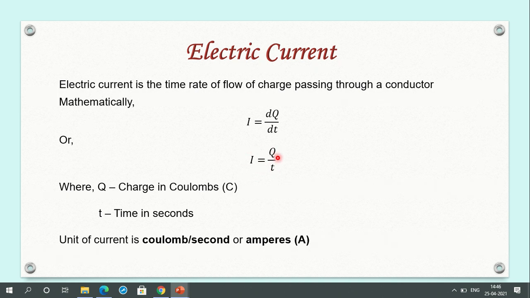I is equal to q divided by t, where q is the charge expressed in coulombs, and t is the time interval considered in seconds. So we can write the unit as coulomb divided by second, coulomb per second. The SI unit of current is amperes, or we will use capital letter A. So the unit of current is amperes.